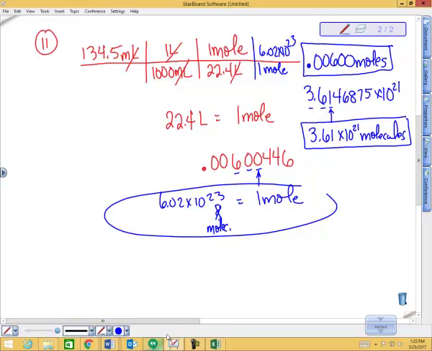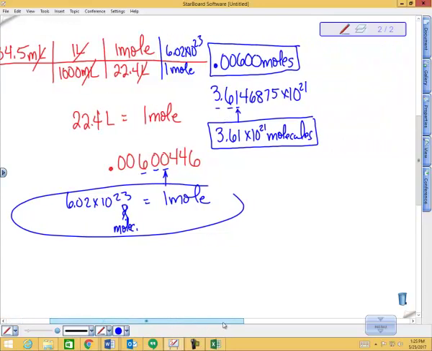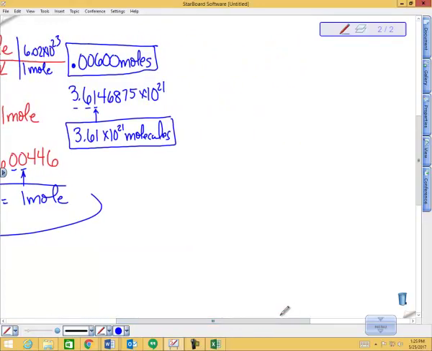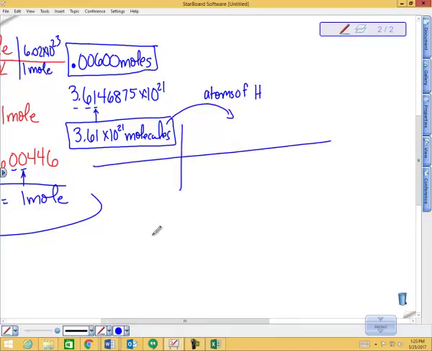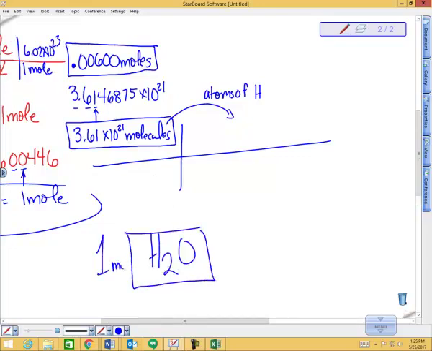All right, so if we were to continue this problem and try to solve for atoms of hydrogen, atoms of oxygen. So let's just pretend I want to go to atoms of hydrogen. So if this is how many molecules of H2O, think about H2O. Look at that formula. Each one molecule of H2O has how many oxygens, how many hydrogens? 2 oxygen atoms and technically 1 hydrogen atom.